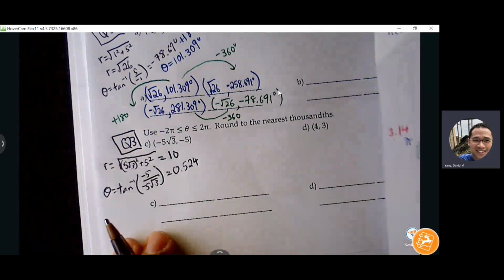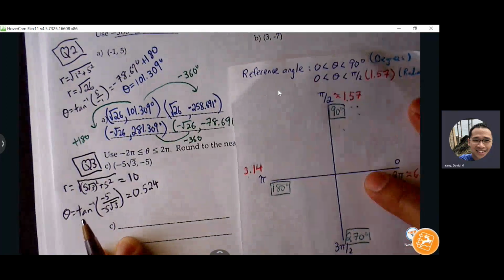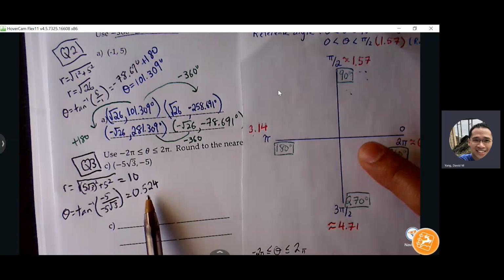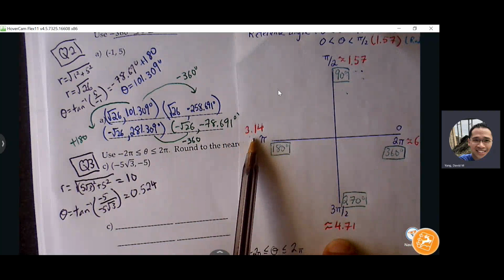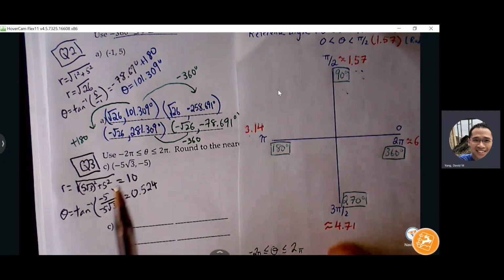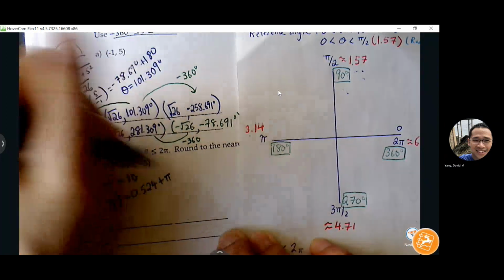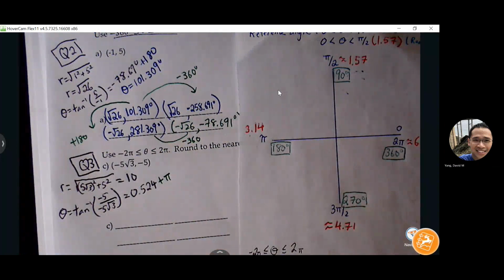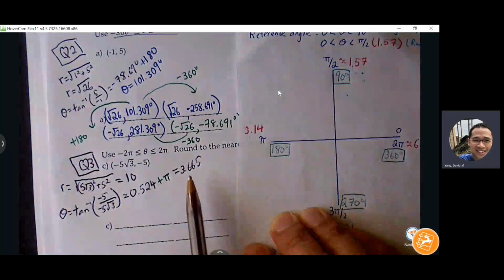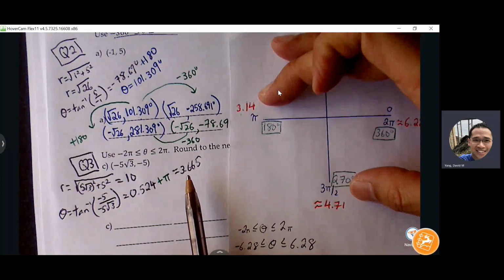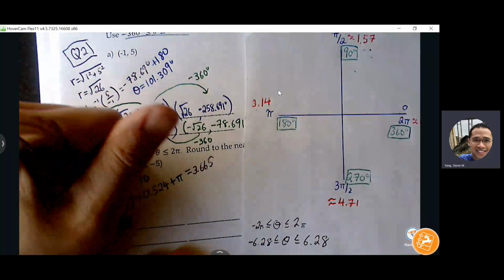Okay, I get 0.524. I know it's not degrees, so it feels more abstract, but is 0.524 something that is in the third quadrant? Not right. So what can I do to get it into the third quadrant? Normally we would say plus 180, but this is radian, so we say plus pi. Okay, 3.665, that lands safely between 3.14 and 4.71. We know that is the third quadrant radian measure.